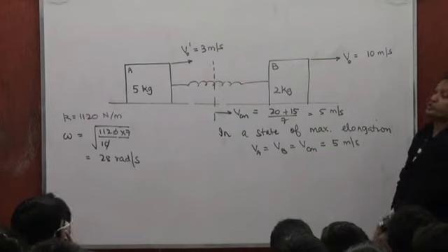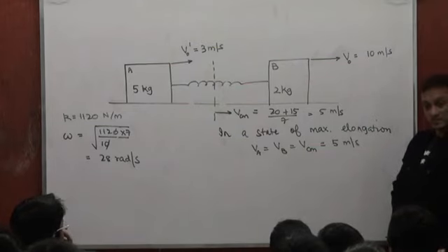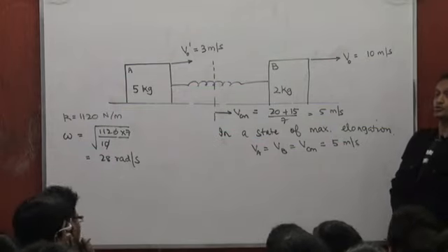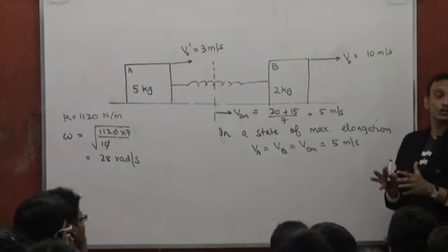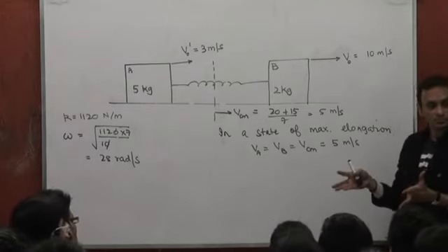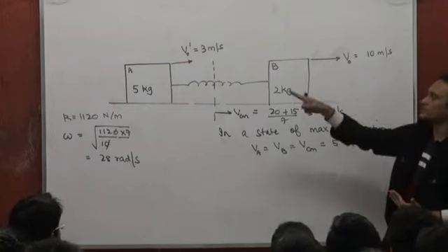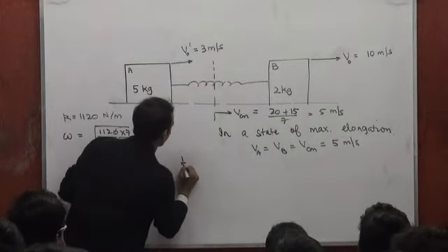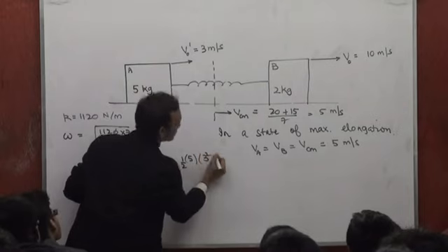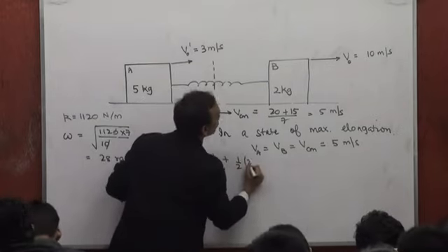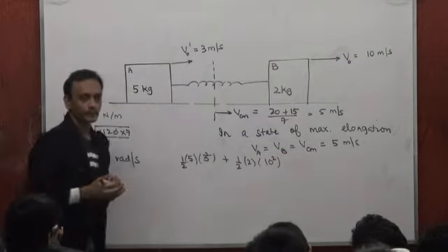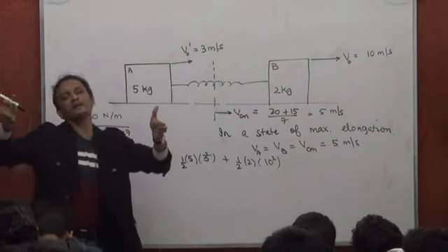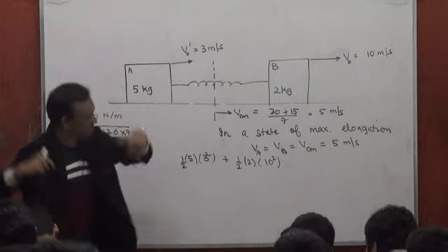There are no dissipative forces acting on the system. So I can conserve the total amount of energy, which shuffles between the kinetic energy of the two masses and the elastic potential energy of the spring. What did we start with? We started with the kinetic energy of A and kinetic energy of B, which is half of 5 into 3 squared plus half of 2 into 10 squared. This is the total amount of energy that we started with. Kinetic energy of the two masses, the spring was relaxed. No elastic potential energy associated with the spring.